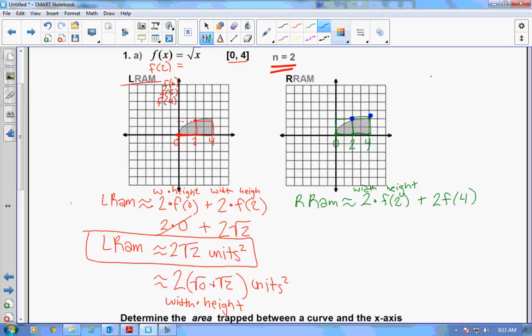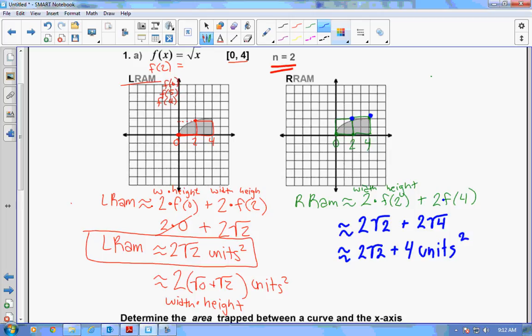Okay, since we have the function root x, we know f of 2. F of 2 is root 2 plus f of 4 is root what? F of 4. Root 4. So if we simplify, we have 2 root 2 plus, what's 2 times root 4? Root 4 is just 2, so 2 times 2 is 4 units squared.